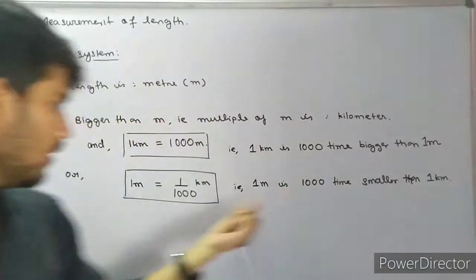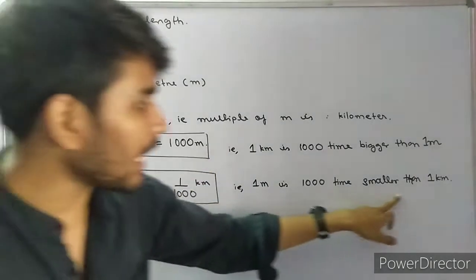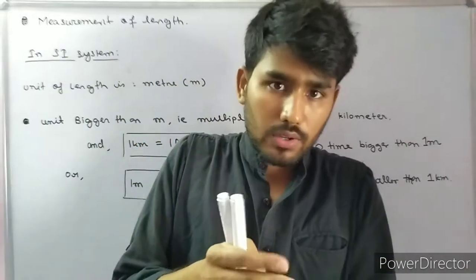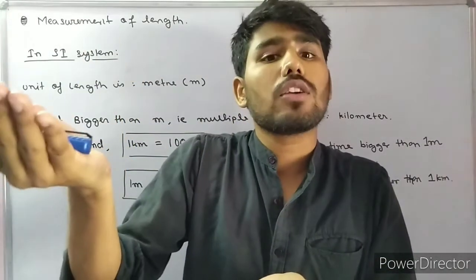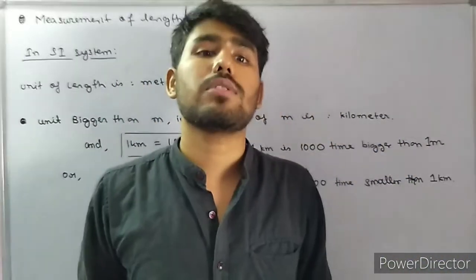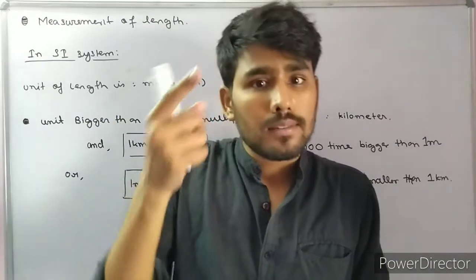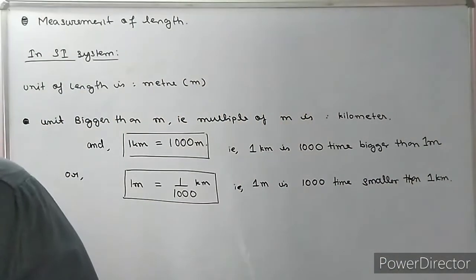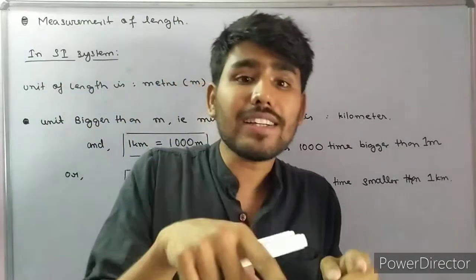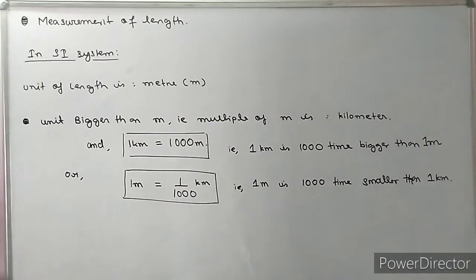So if it is bigger, we multiply. If it is smaller, we divide. If bigger, we multiply by 1000. If smaller, we divide by 1000. Is it clear? Meter is an SI unit. We have a unit bigger than meter called kilometer, and 1 kilometer is 1000 times bigger. On the contrary, we can also say that meter is a smaller unit than kilometer. Fine.